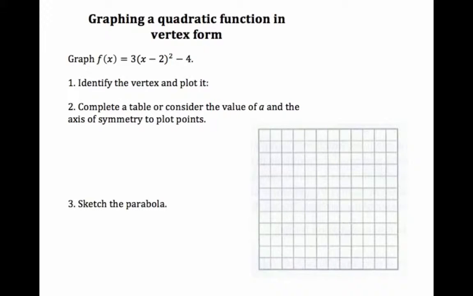Okay, so now, so we can get it in our notes, we're going to graph another quadratic function if it's given to us in vertex form. So we're going to graph f of x equals 3 times x minus 2 squared minus 4. So first thing to do is identify the vertex and plot it. Well, we know our h, which is the opposite of what it looks like. So our h is a positive 2 and our k is a negative 4. So our vertex is 2 comma negative 4.